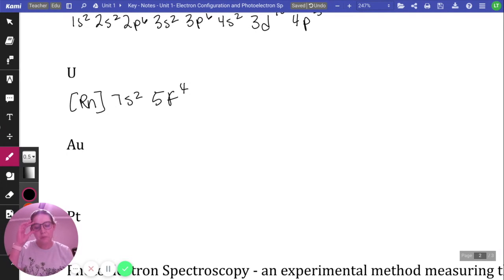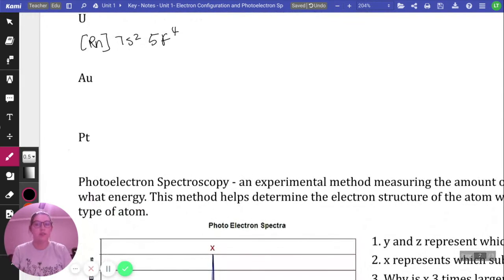Okay. You guys go ahead and try to do gold and platinum on your own. Guys, just a little trick. Gold is one of your exceptions, so make sure you check those exception rules before you answer. All right, so go ahead and pause the video right now. Try to complete those, and when you come back, I will go over the answers with you guys really quickly.